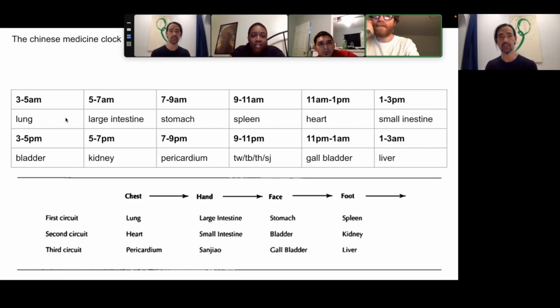So here's the circuit: lung, large intestine, stomach, spleen, heart, small intestine, bladder, kidney, pericardium, triple warmer, triple burner, triple heater, sanjiao, gallbladder, liver, right? There's the circuit. And there's the time. So you start with the lung. Lung always starts at 3 a.m.